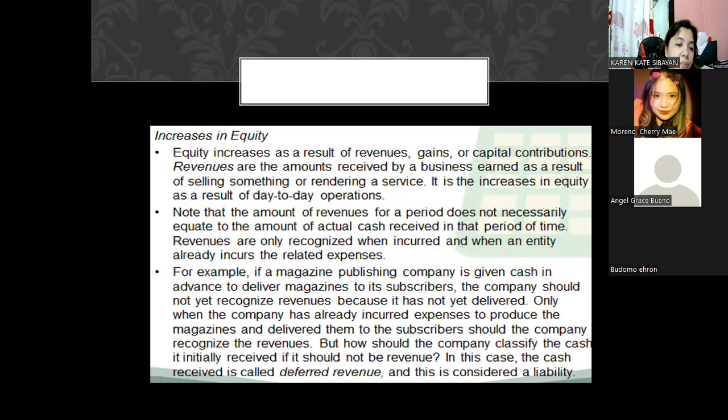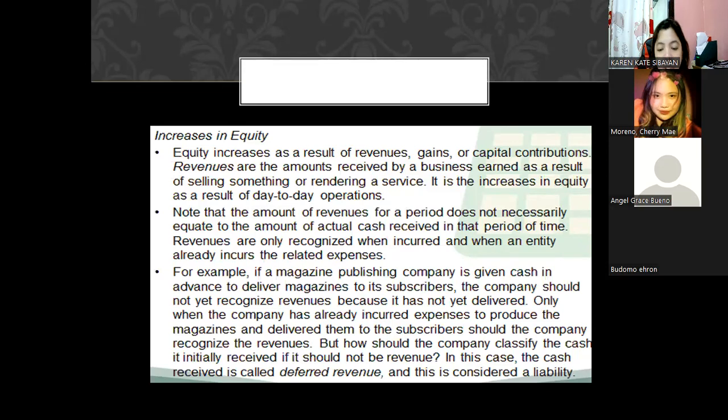Okay? So, increases in equity are the result of revenues, gains, or capital contributions. So, kapag yung revenue na na-receive ng isang business ay nag-increase sa day-to-day operations niya. So meaning to say, yung amount of revenues for a period does not necessarily equate to the amount of actual cash received in the period of time. So revenues are only recognized when incurred and when an entity already incurs the related expenses.